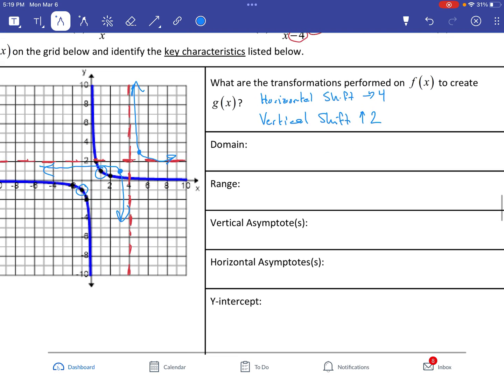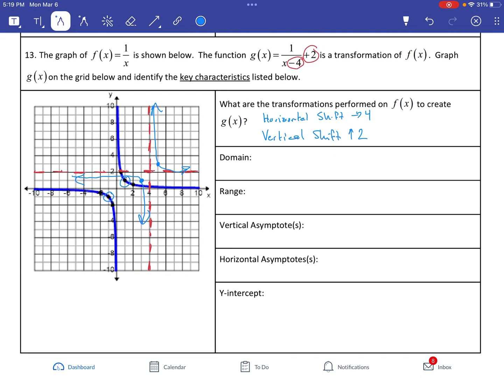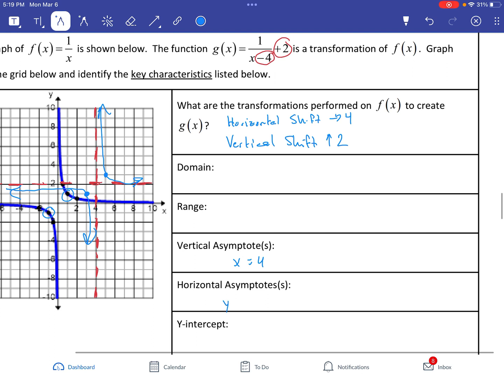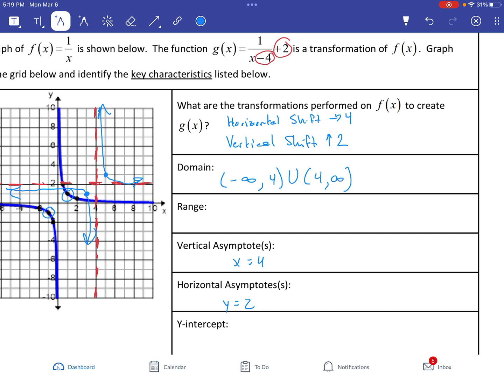I'm going to do my asymptotes first. So my vertical asymptote is based on my horizontal shift. So x equals 4. Horizontal asymptote is based on my vertical shift. So y equals 2. My domain is based on my vertical asymptote. So -infinity to 4, and 4 to +infinity. My range is based on my horizontal asymptote. -infinity to 2, 2 to +infinity.